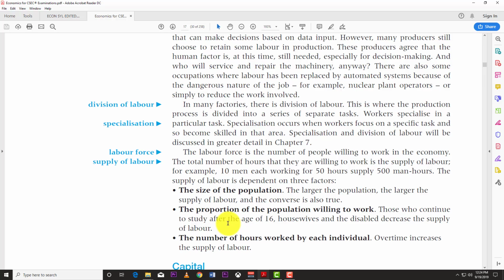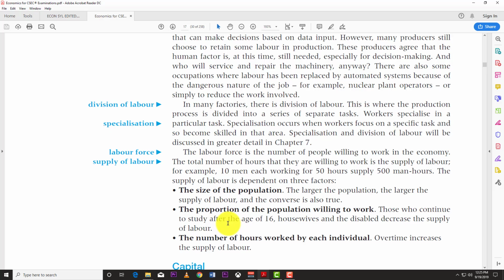Then you have the proportion of the population willing to work. As we said, the labor force are those who are willing and able to work, because there are some people who are of age, strong, can work, but might be disabled, or some of them are just what you call shiftless persons. I don't want to use that word, but there are some persons who don't care about work. You see them bumming on the street, young, able-bodied men just lying around, just chilling, don't care, begging money. So those are not included in the labor supply per se, the labor force per se, because they have already excluded themselves from the labor force.